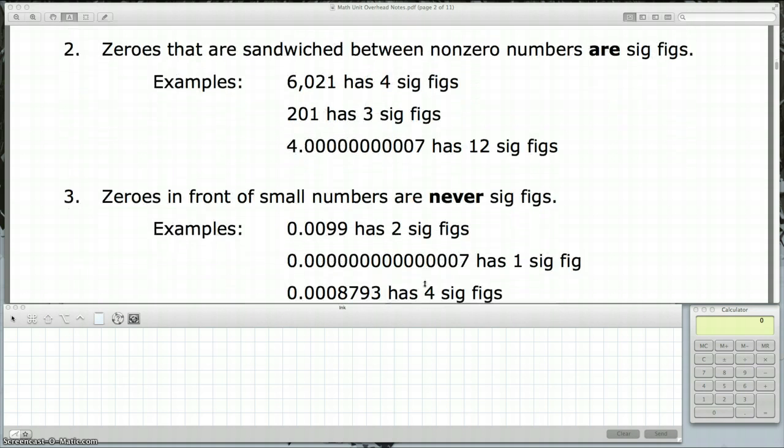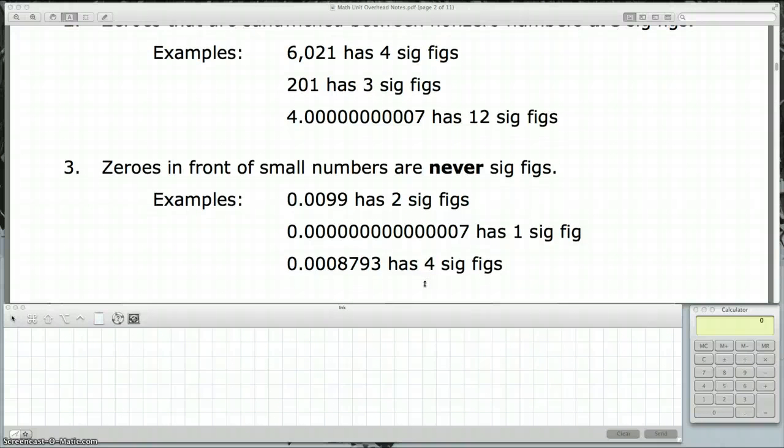Next rule, zeros in front of small numbers are never sig figs. And when I say small numbers, I mean decimal numbers that are smaller than 1. So we have zeros in front here, they're never sig figs. The only sig figs in this number are the 9 and the 9. Now it's a little confusing. I still have to write those zeros, because if I just wrote 99, that's a very different number, or 0.99, that's a very different number. You have to write the zeros, but they're not considered significant figures.